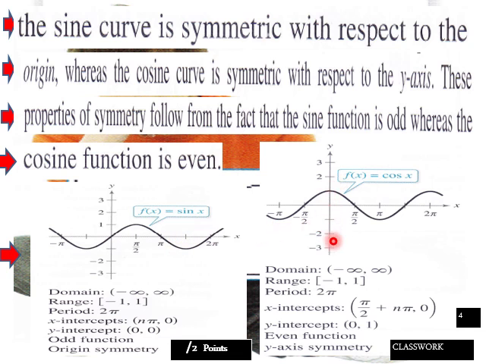And then for the cosine function, again, here are the stats. Same thing: negative infinity to positive infinity, same range, same period. X-intercepts are pi over 2 plus n pi, 0. Y-intercept is 0, 1. This is your y-intercept up here. And it's an even function. It's not an odd function. It's an even function with symmetry to the y-axis.